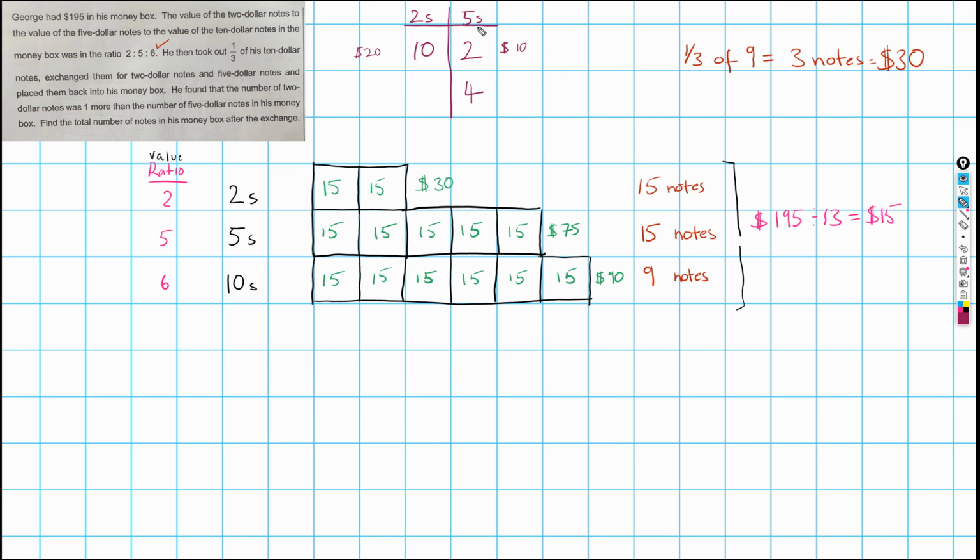Let's imagine we then get 4 $5 notes. That gives us a value of 20, leaving us a value of 10 on this side to exchange into $2 notes. And we are then going to have 5 $2 notes. And that is looking much more like it, isn't it?